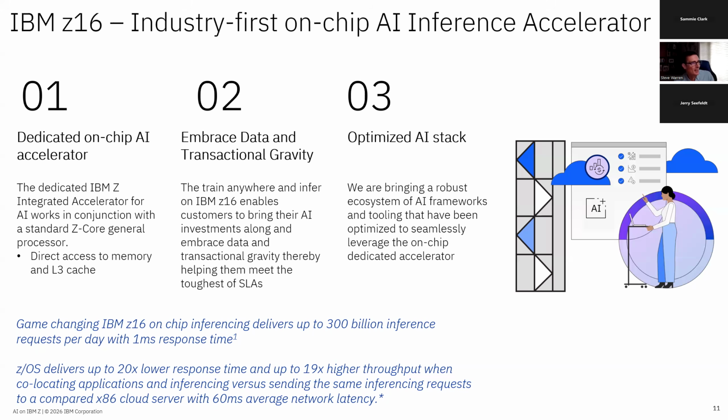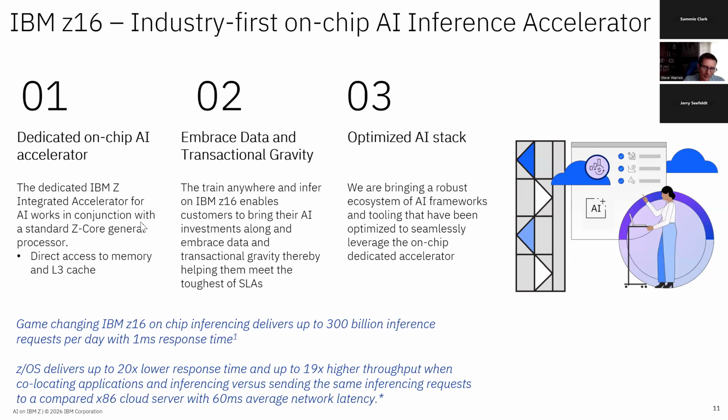Well, we've done a number of different benchmarks, and we found out that z/OS can deliver 20 times lower response time and 19 times higher throughput when I co-locate my AI model with my business application and data, as opposed to going off platform. Okay, so that's what we deliver in the Z16. We'll talk about that optimized AI stack in just a moment.